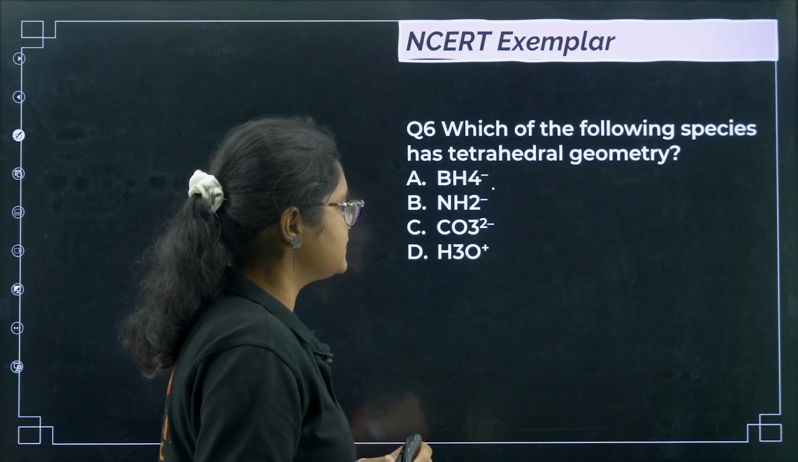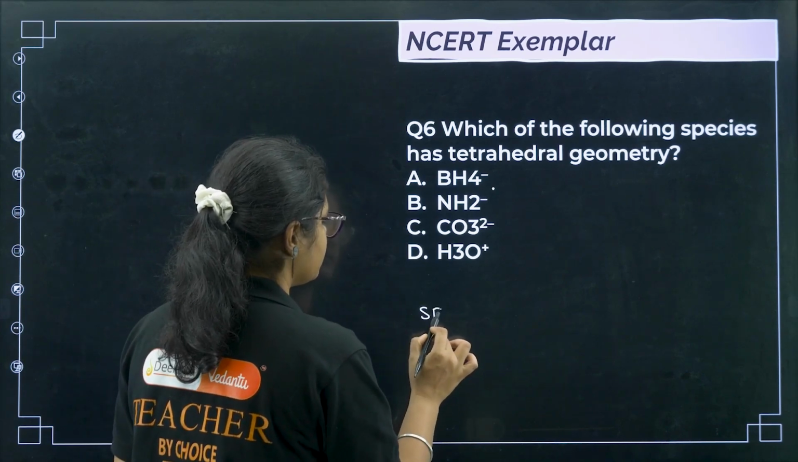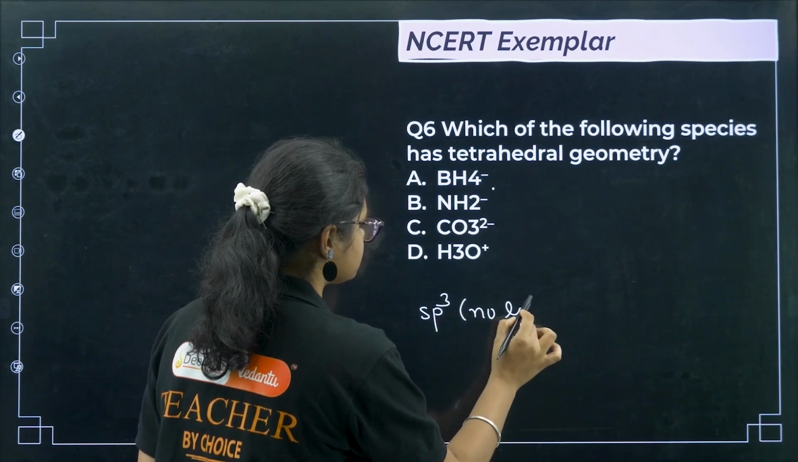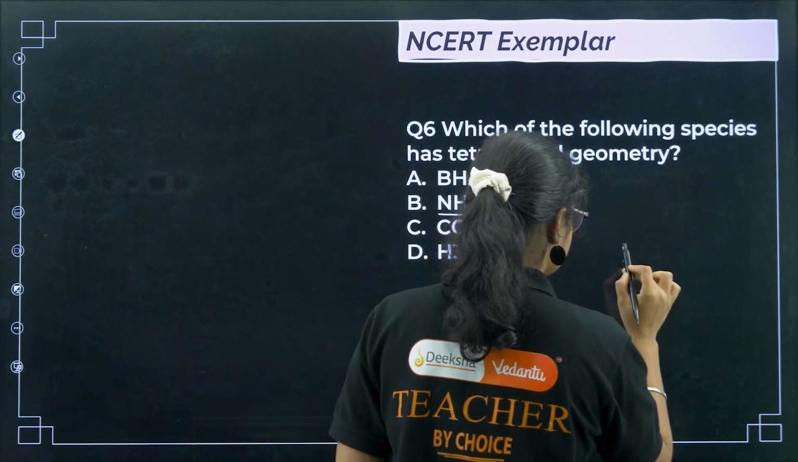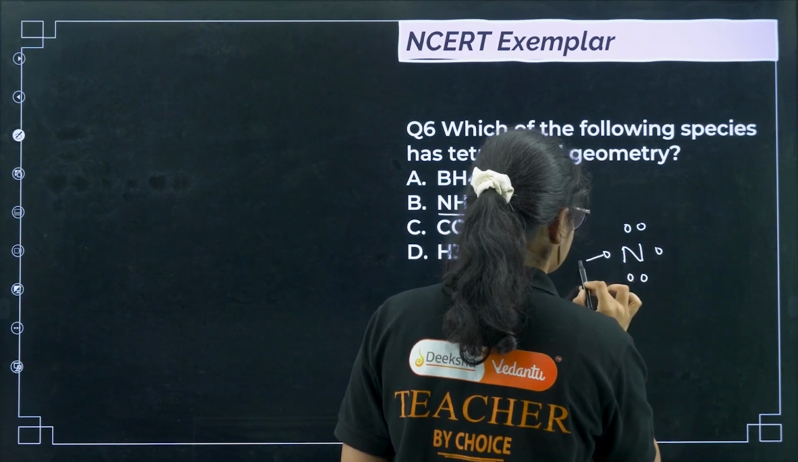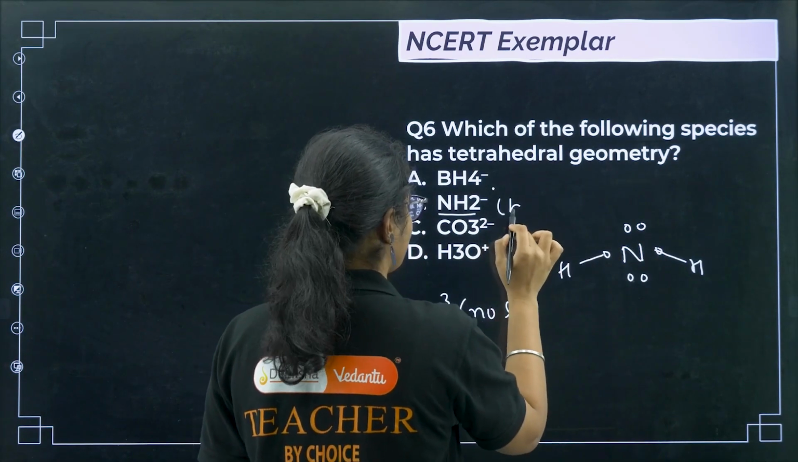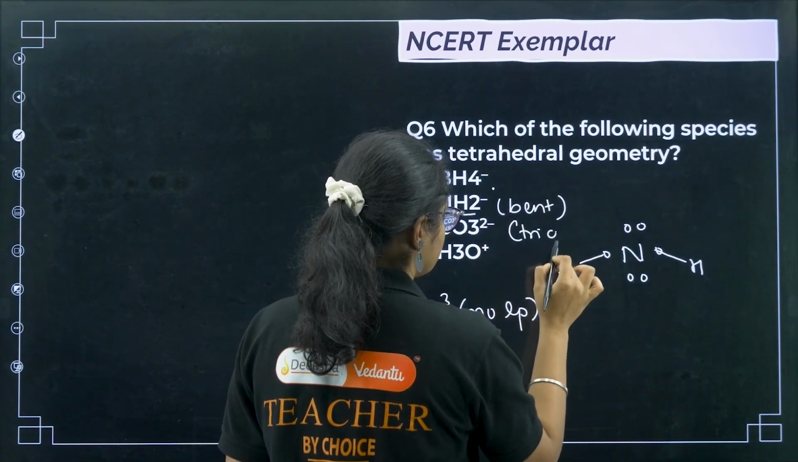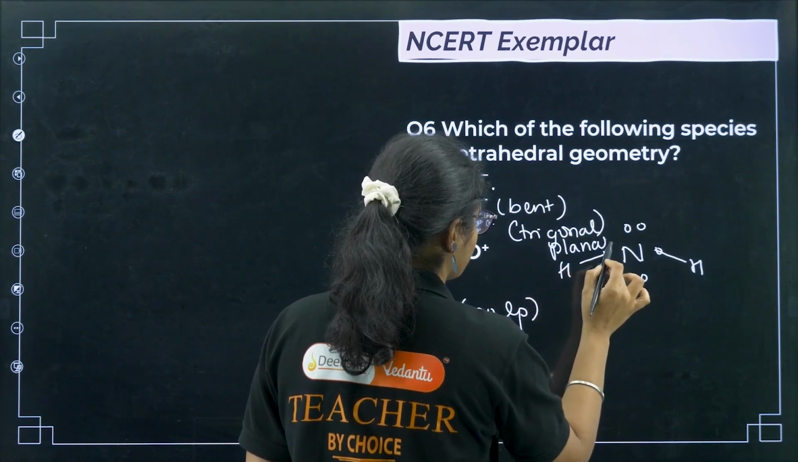Next, question number 6 is from your NCERT exemplar. Which of the following species has tetrahedral geometry? Okay, tetrahedral geometry means we need sp3 hybridization, okay, with no lone pair. Okay, now if you see NH2 minus, N has 6 electrons, 1, 2, 3, 4, 5 and 6, right, H2. So 2 bond pair and 2 lone pair, so this is bent shape. CO3 2 minus, it is trigonal planar. Whichever I know, I am not drawing it, you can remember or you can practice the structure again.